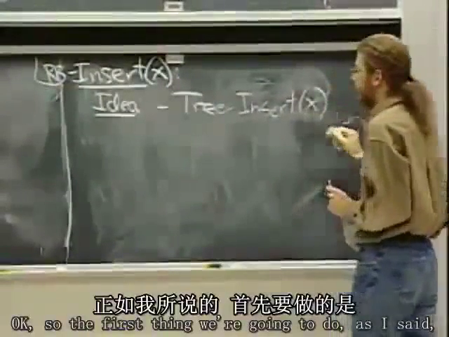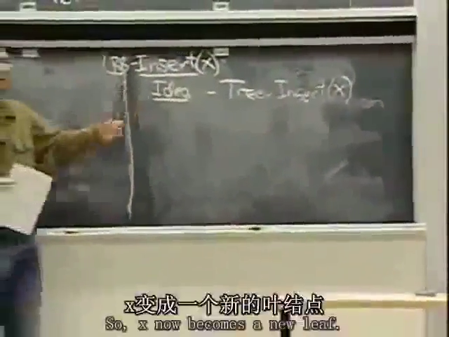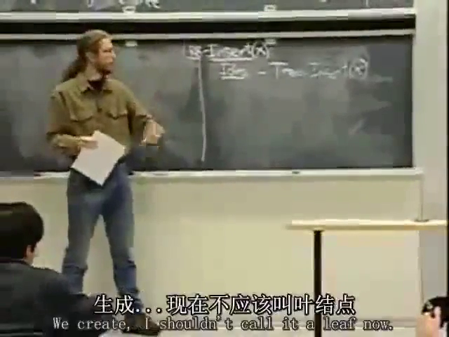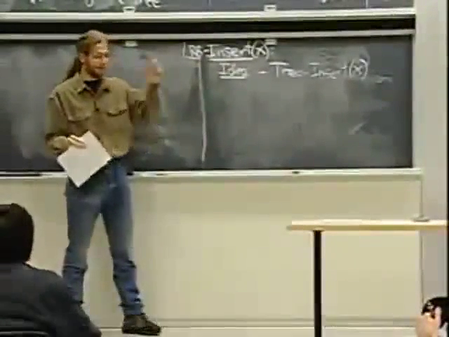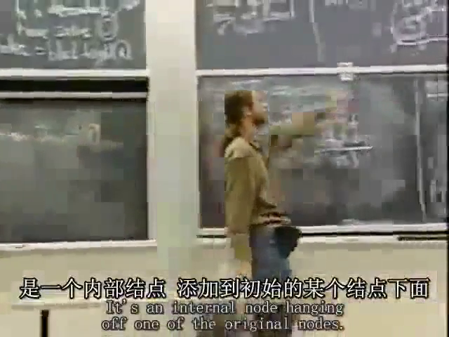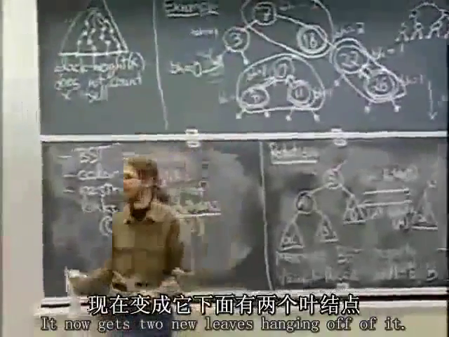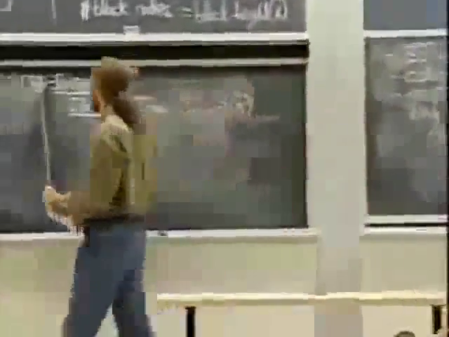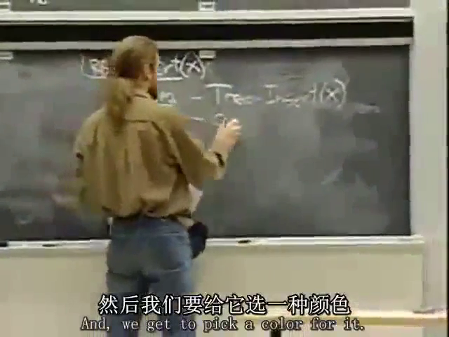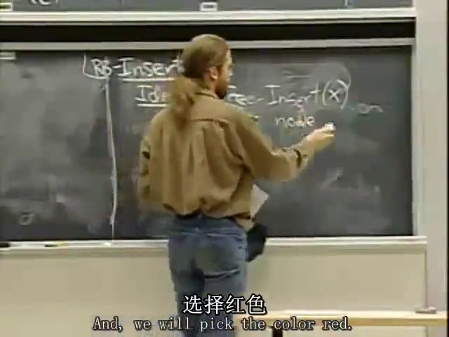Okay, so the first thing we're going to do, as I said, is binary search tree insert that node. So X now becomes a new leaf. We search for X wherever it's supposed to go. We create a new, shouldn't call it a leaf now. It's now a node hanging off, an internal node hanging off one of the original nodes. Maybe we added it right here. It now gets two new leaves hanging off of it. Has no internal children. And we get to pick a color for it. And we will pick the color red.